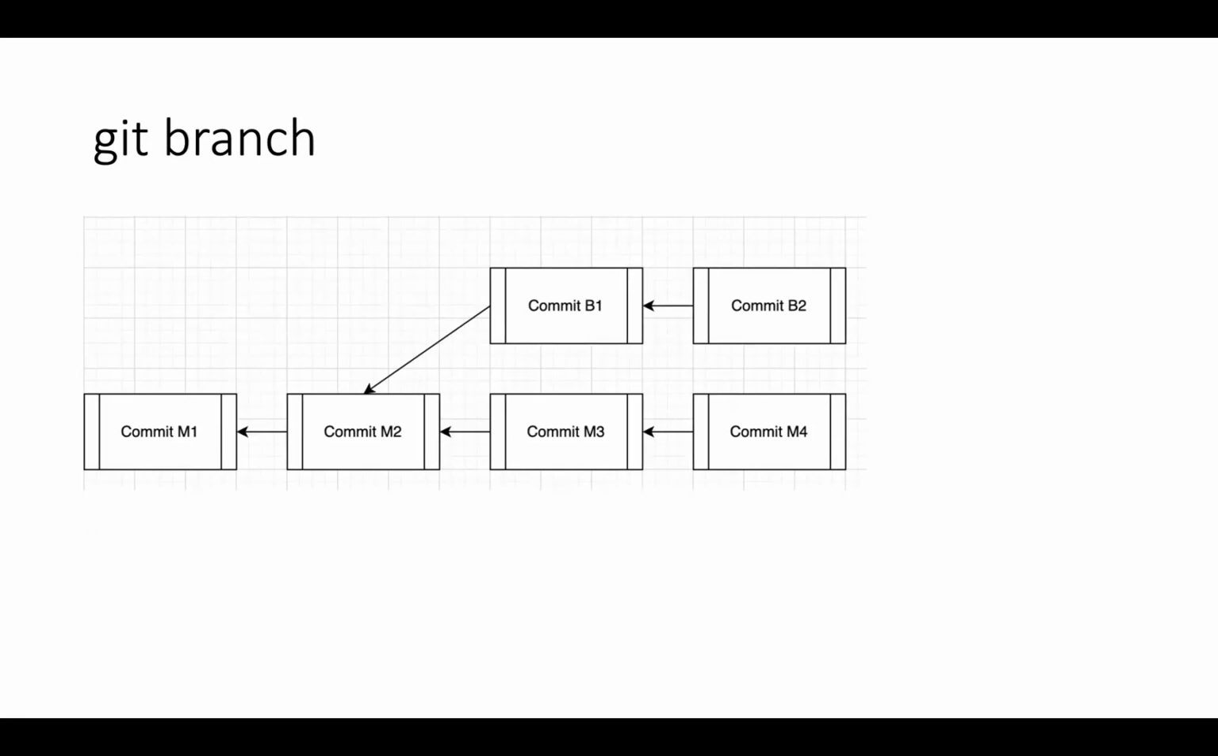It's also possible to have additional branches from the same commit M2, or to create new branches from M3 or M4. Or it's also possible to create a new branch from your B1 and B2. So a branch basically has a parent reference ID to a previous branch commit ID.